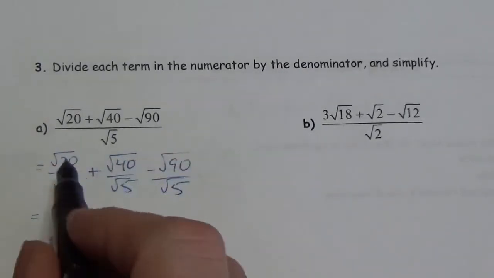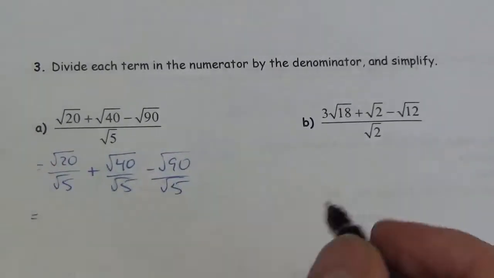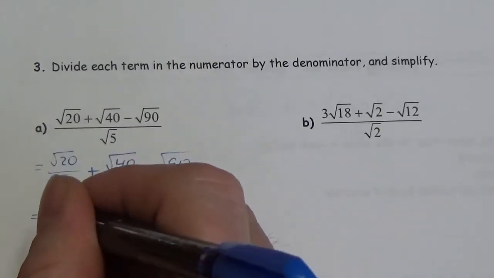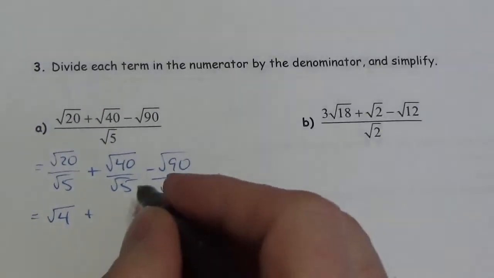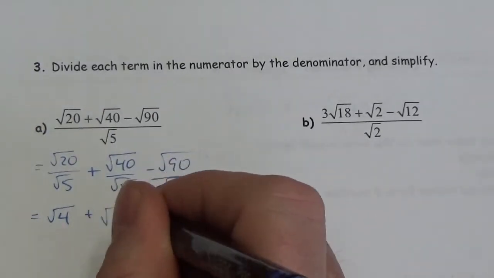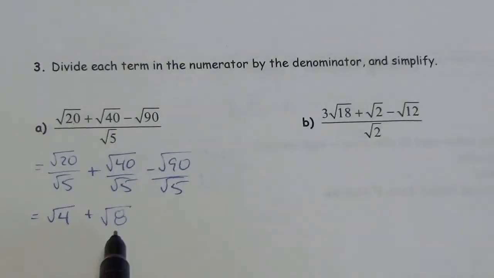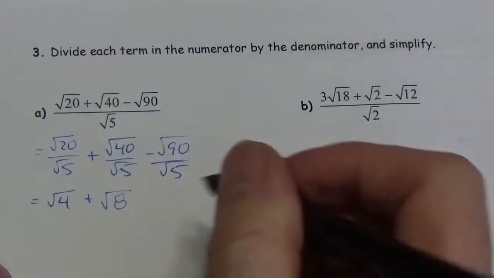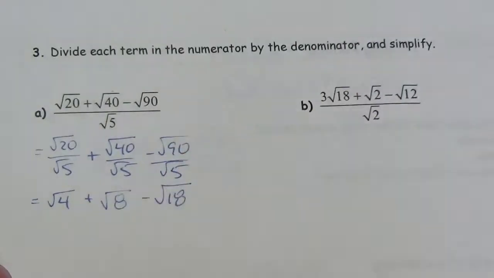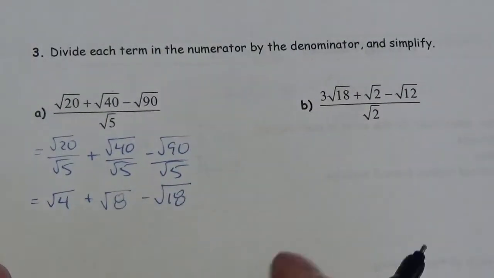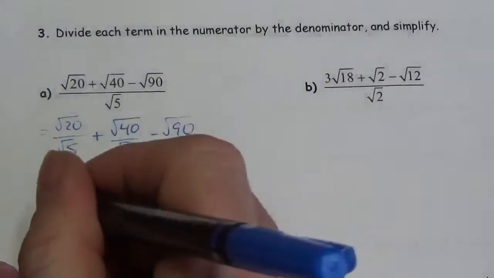So now I can put the radicals together in each of these terms. And so 20 divided by 5 is going to be the square root of 4. I like that. I can deal with that in a second here. 40 divided by 5 is the square root of 8. And I'm okay with that one. We did that one just a few minutes ago. And 90 divided by 5, that's going to be the square root of 18. And 18 is another familiar one. It's a small enough number that we've seen it a few times here.